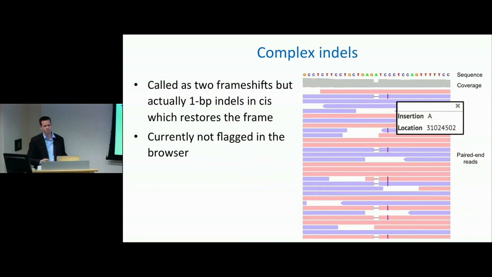And so again, this is something you would want to be very careful about. If you had found apparently a common frameshift in your gene, you would want to make sure that common frameshift was not found adjacent to another event that restored its frame.